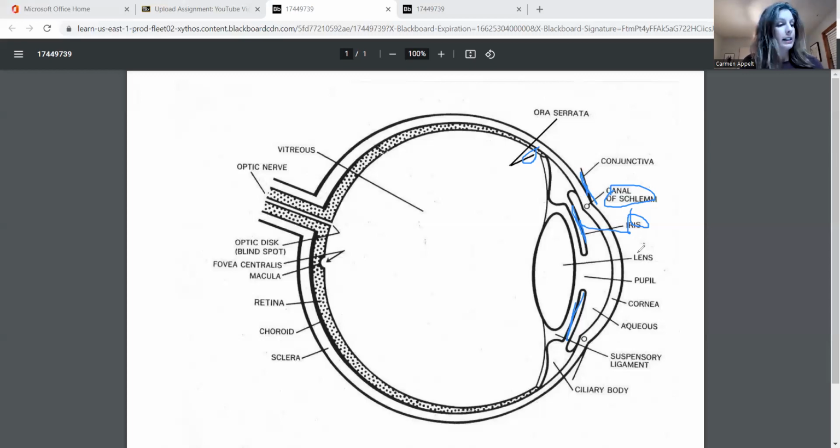The lens is behind the iris. It changes shape to focus between near and distance. That's called accommodation. It's got a lot of bending power. And as we get older, it loses some of that bending power. And that's why you might see people over the age of 40 needing to have reading glasses to make up for that lack of bending power.